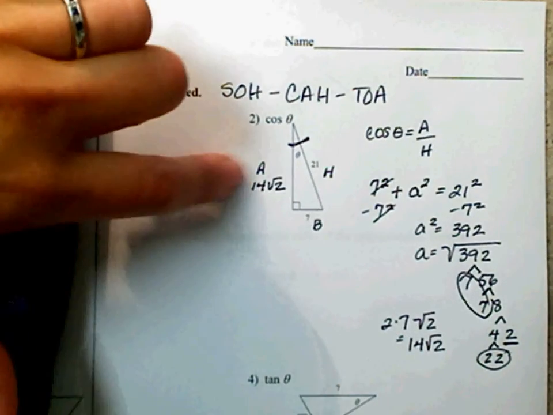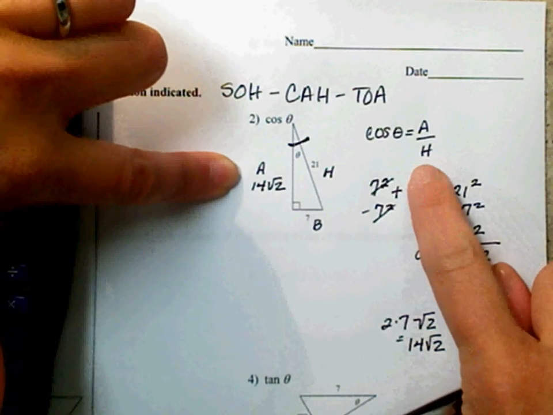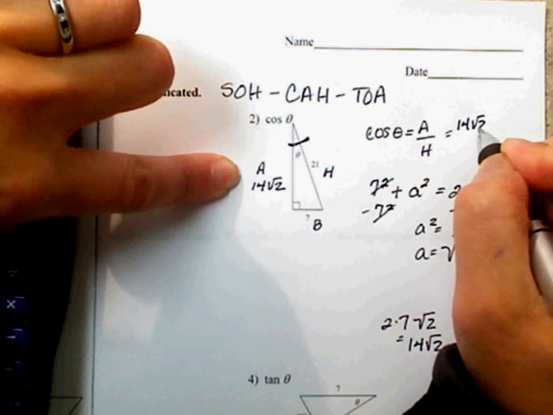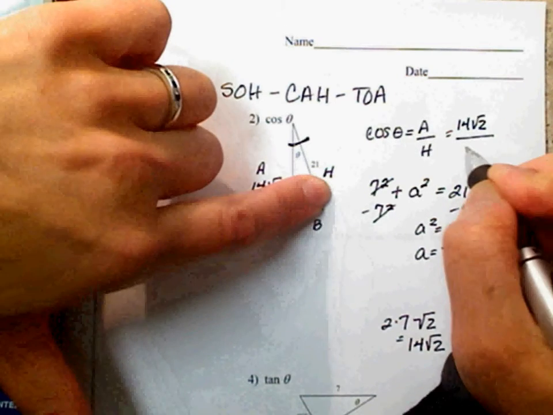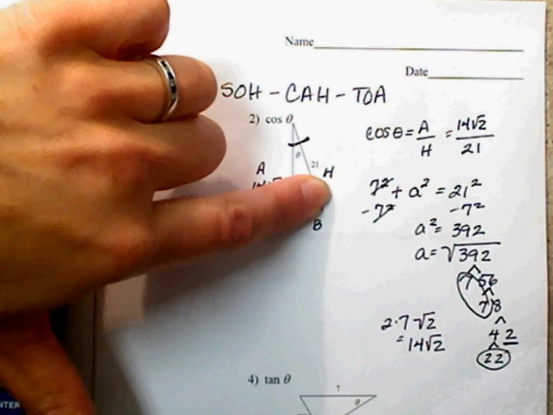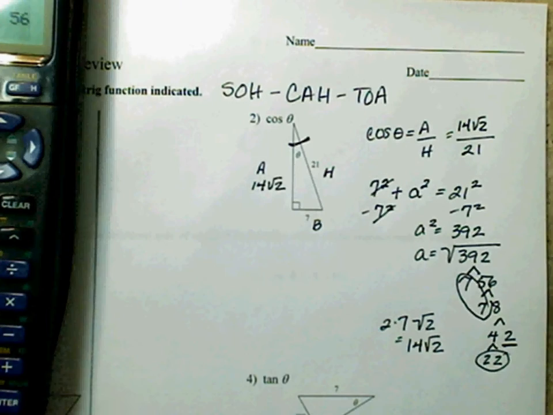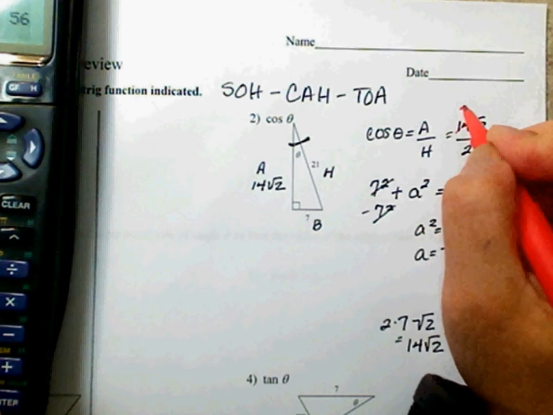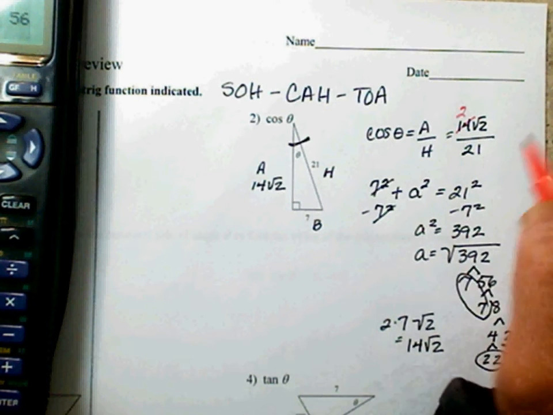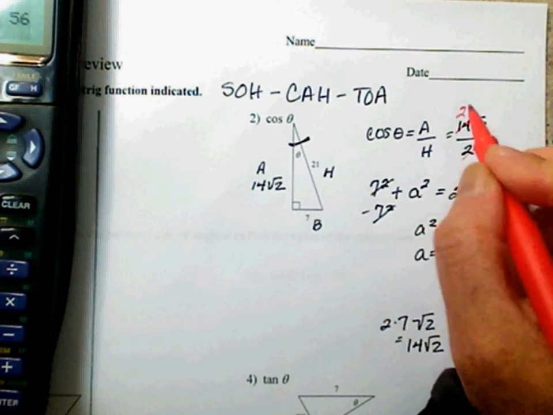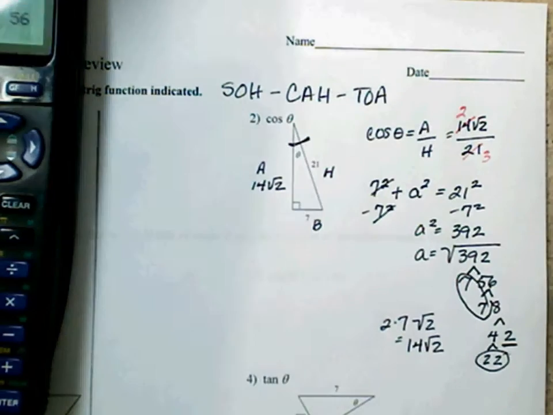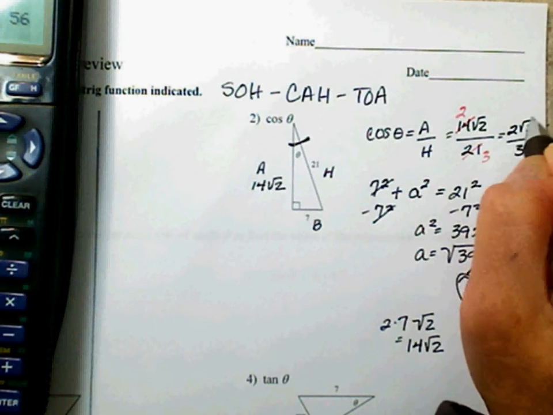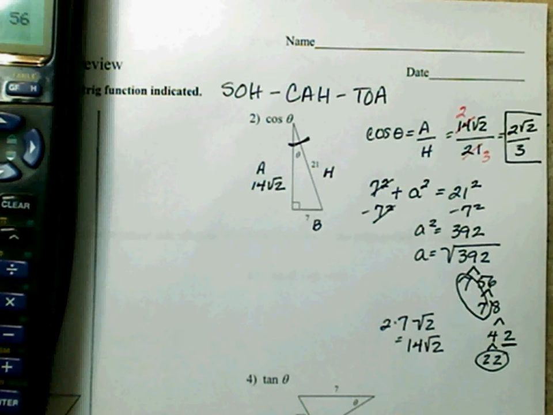Now that you have your adjacent, you can plug it into your ratios. Adjacent is 14 square roots of 2 over your hypotenuse, which is 21. See if you can simplify 14 over 21. 7 goes into both. 14 divided by 7 is 2. 21 divided by 7 is 3. That is as low as you're going to get, so your final answer is 2 square roots of 2 over 3. And there you have number 2.